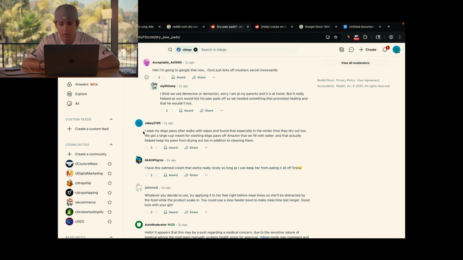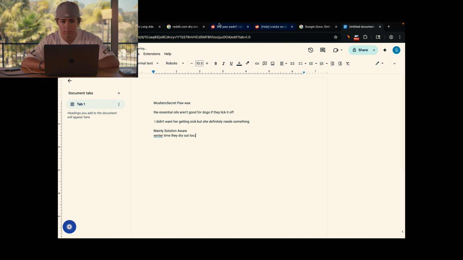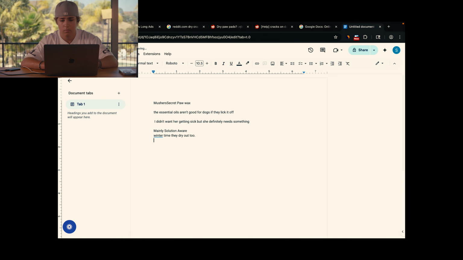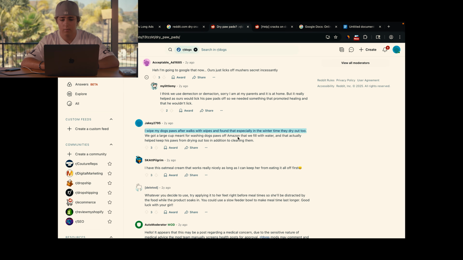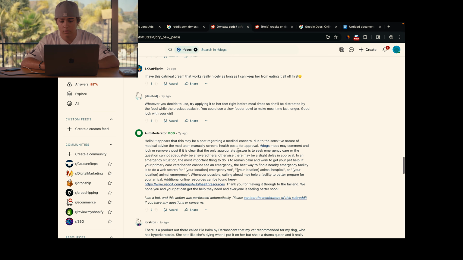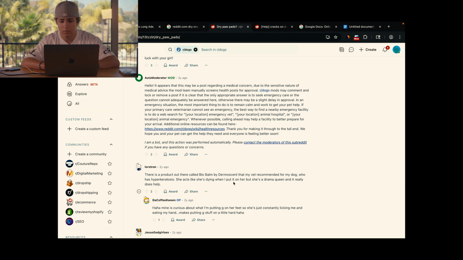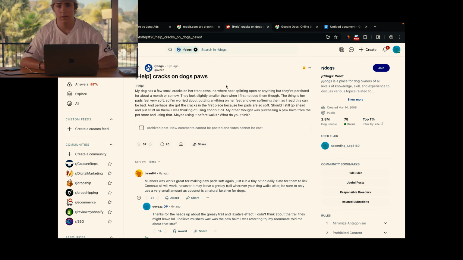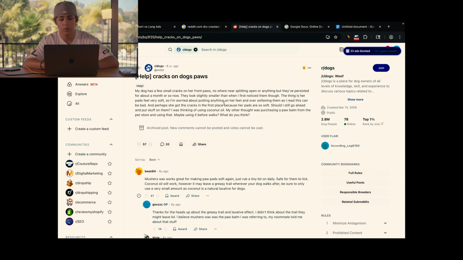Here's another one. I wipe my dog's paws after walks with wipes and found that especially in the wintertime, they dry out. So wintertime is something that people, actually I honestly would keep that entire thing. Wintertime is a sub angle almost that you could talk about, which is dry cracked paws in the winter or with weather in general. But you get the gist. Scroll through here. Reddit is going to give you a lot of good info on the people and what they actually talk about. People like to go really in depth.